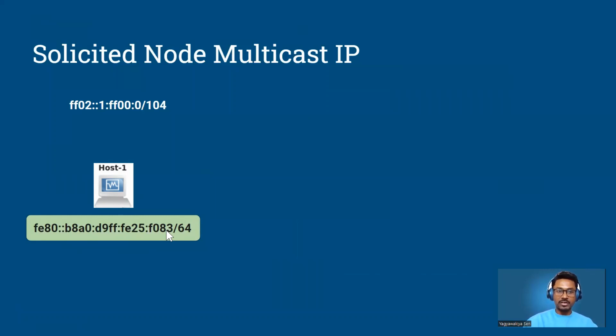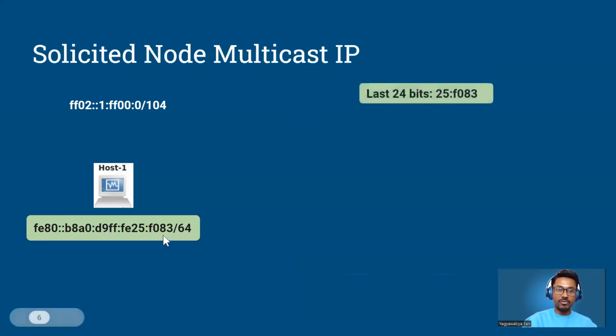Now I want to find out which solicited node multicast group it would subscribe to. If I want to find that out, I'll take the last 24 bits from this IPv6 address, which would be 25:F083. This is in hexadecimal format, so every digit you see is 4 bits.